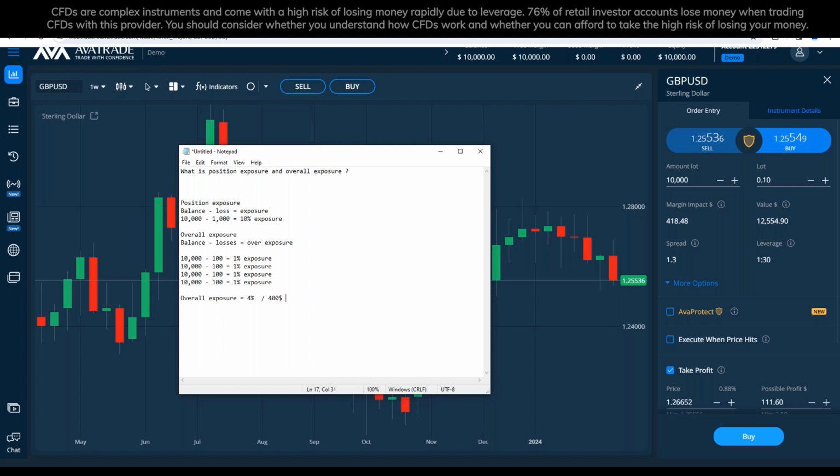What's the opposite of position exposure and overall exposure? Making profits. Yeah, it will work exactly the same way. So profit, you have the position profit. Again, we're not doing the position profit and overall profit because we call it overall gain. The idea stays the same. Everything stays the same as I've explained here.